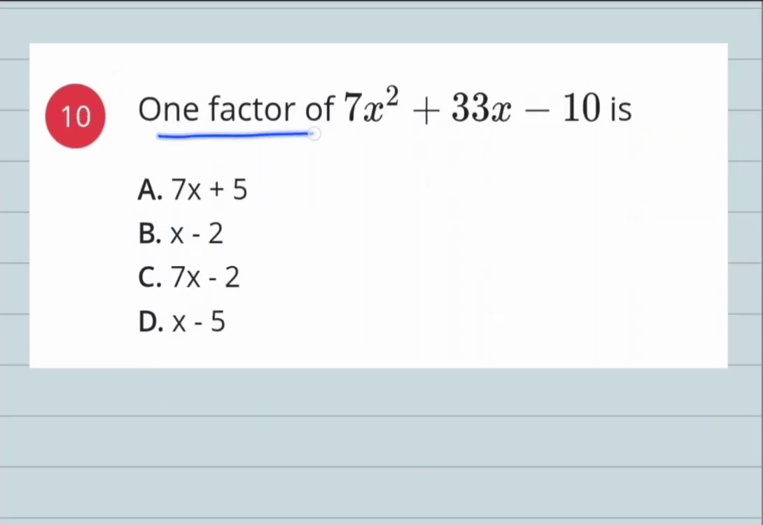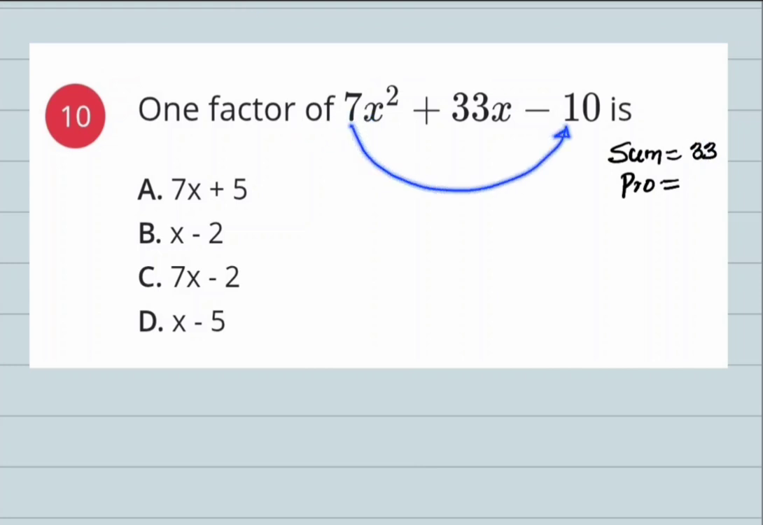Question 10 says one factor of this expression. This is a quadratic expression. We are looking for the factor. Of course, if you are looking for the factor, you can actually factorize. And our sum here and our product must also be obtained. Our sum here is 33, and our product here will be this coefficient times this 70, minus 70 rather. So factors of minus 70 that will add up to give us 33.